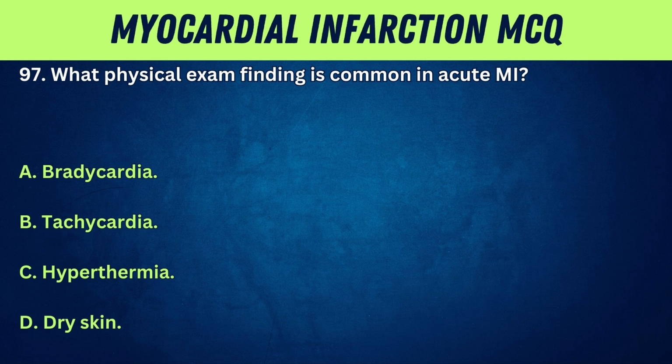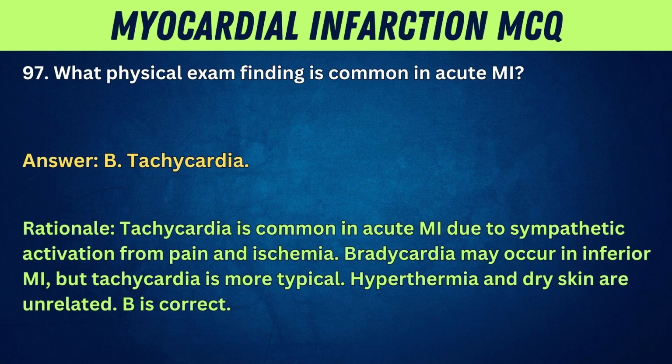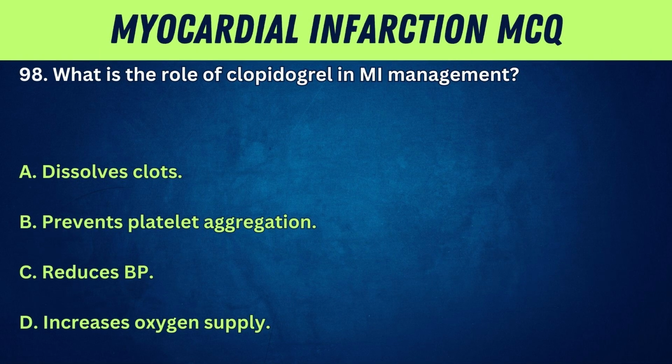97. What physical exam finding is common in acute MI? A. Bradycardia. B. Tachycardia. C. Hyperthermia. D. Dry skin. Answer: B. Tachycardia. Rationale: tachycardia is common in acute MI due to sympathetic activation from pain and ischemia. Bradycardia may occur in inferior MI, but tachycardia is more typical. Hyperthermia and dry skin are unrelated. B is correct.